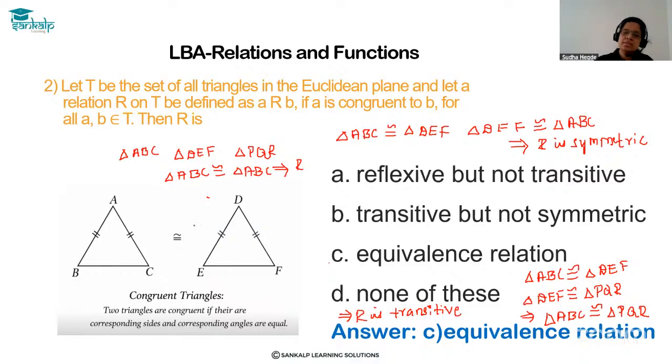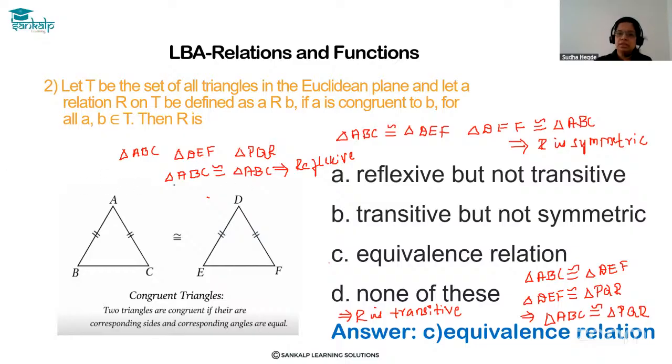So R is reflexive, R is symmetric, and R is transitive. So if a relation is reflexive, symmetric and transitive, then we call that relation an equivalence relation.